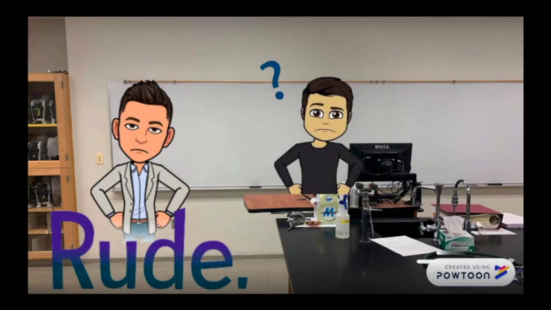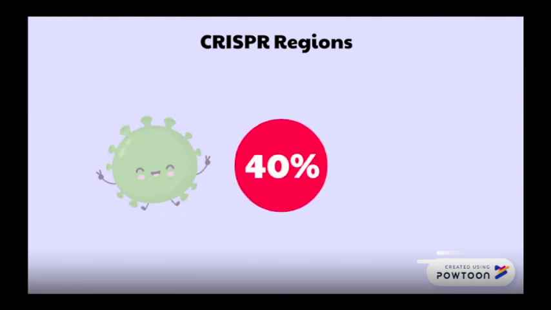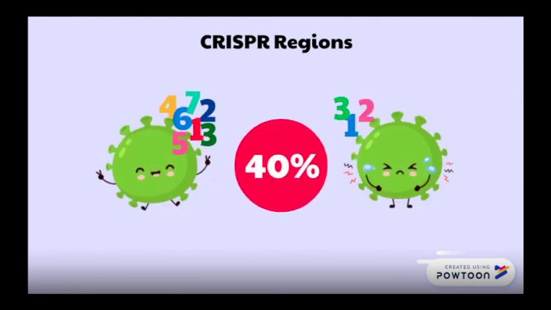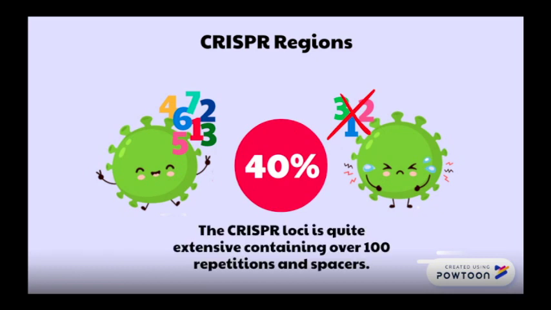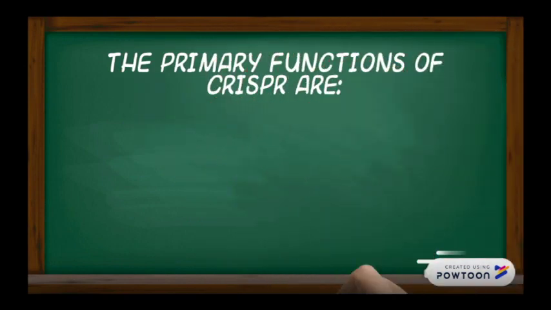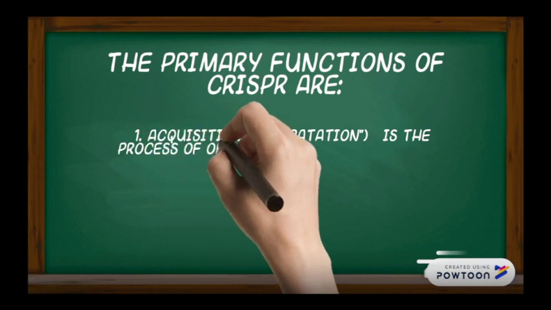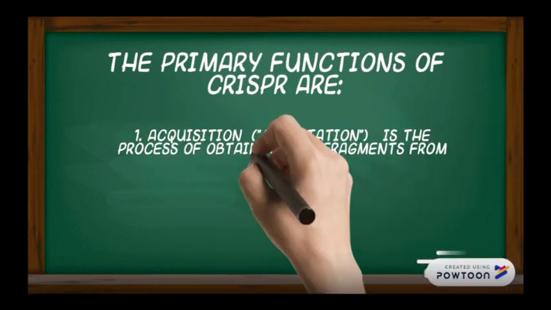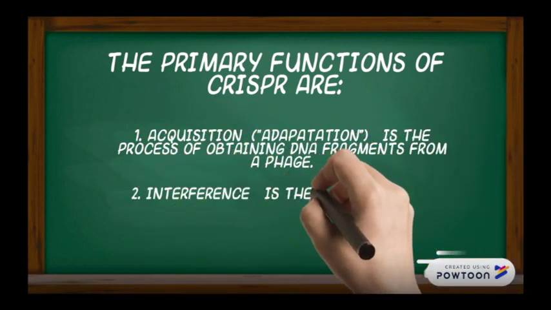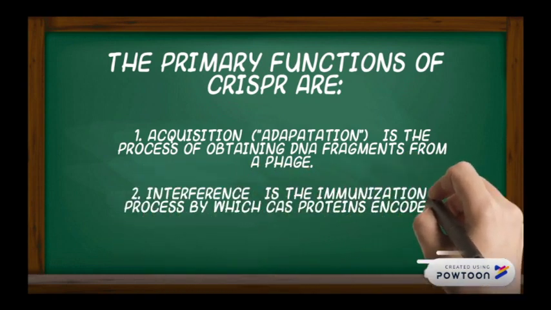Yeah, I know, David. Anywho, some bacteria are known to contain one or more CRISPR regions while others have none. The CRISPR loci is quite extensive, containing over 100 repetitions and spacers. The primary functions of CRISPR are 1. Acquisition, also known as adaptation, is the process of obtaining DNA fragments from a phage. And 2. Interference, which is the immunization process by which Cas proteins are encoded by Cas genes.